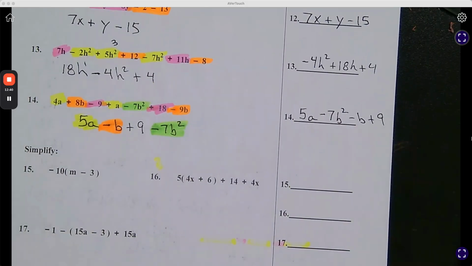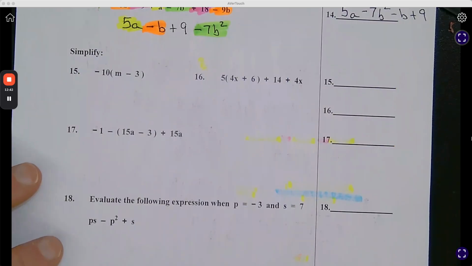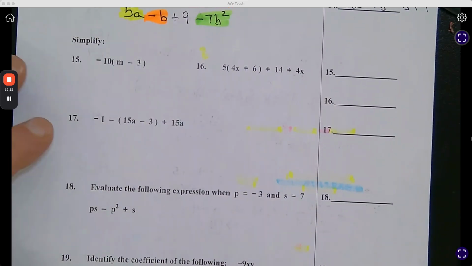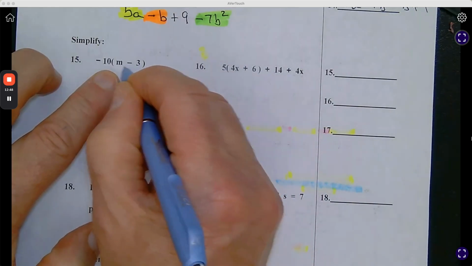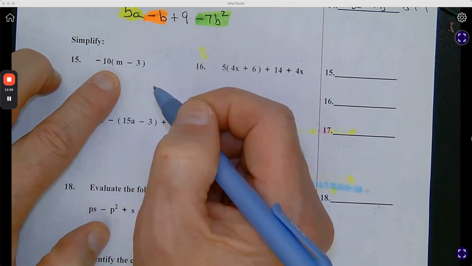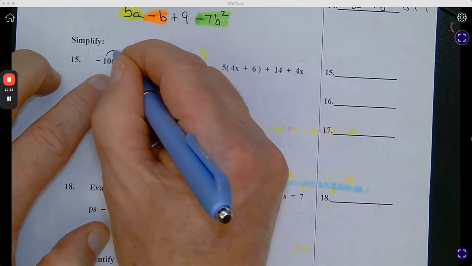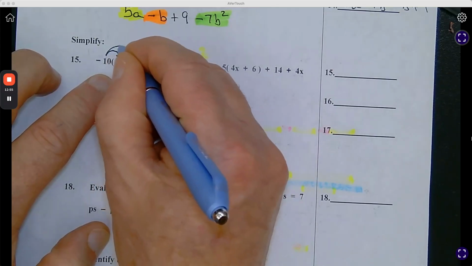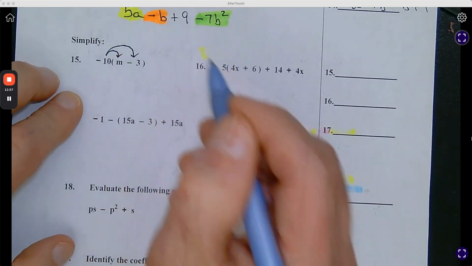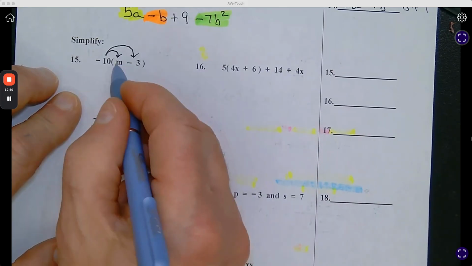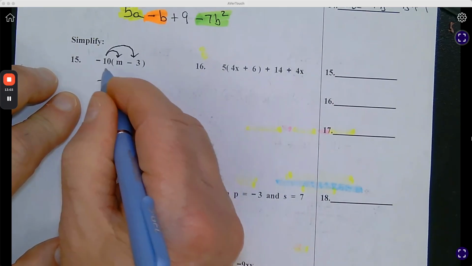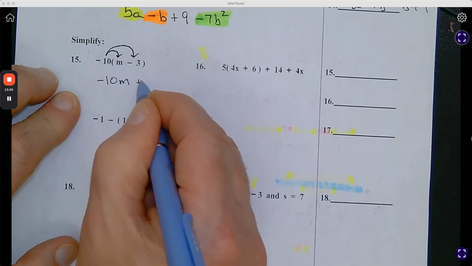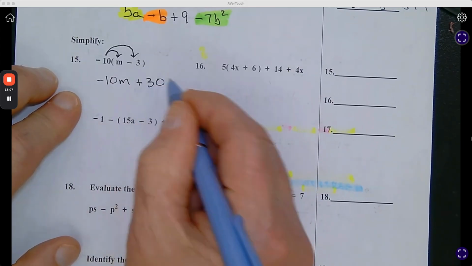Okay, another property that will never ever go away in mathematics, ever, distribution. When you see a number next to a parenthesis and you have multiple terms in the parenthesis, that's distribution. So you multiply negative 10 times m and negative 10 times negative 3. This is like 1m, so negative 10 times 1 is negative 10. Negative times a negative is a positive. 10 times 3 is 30.